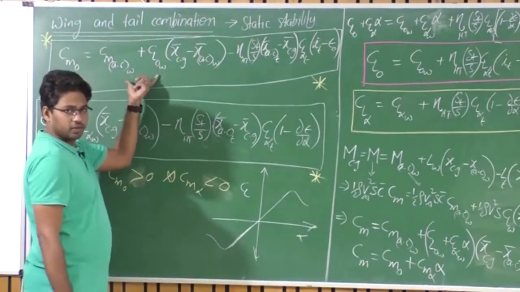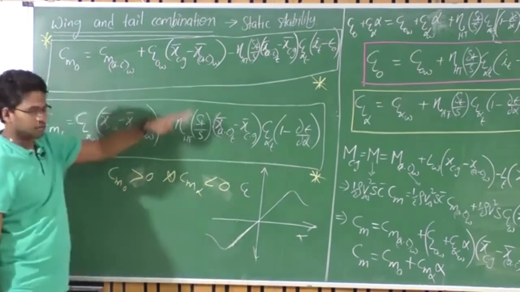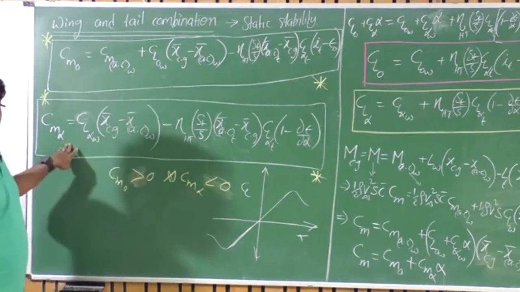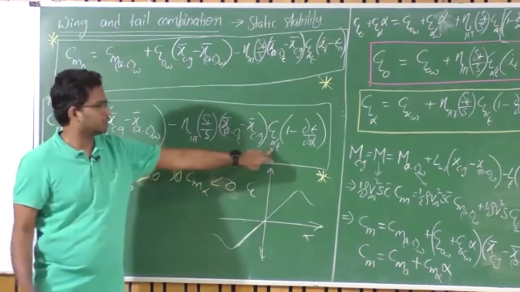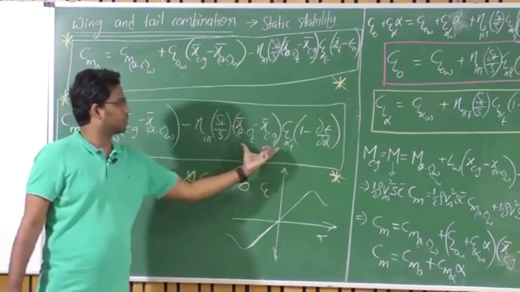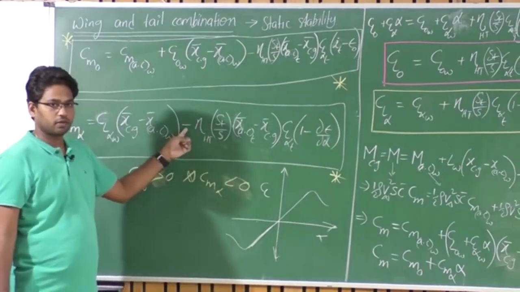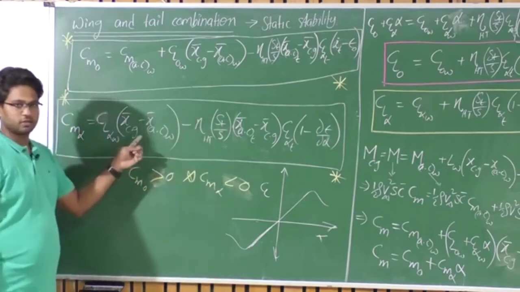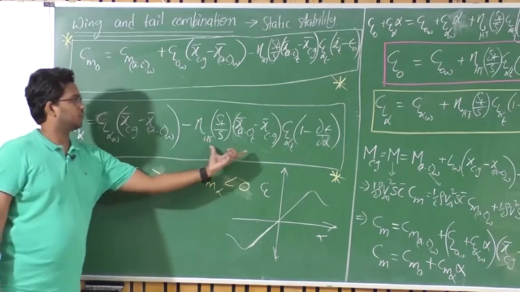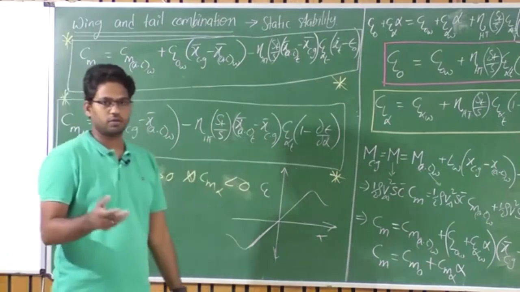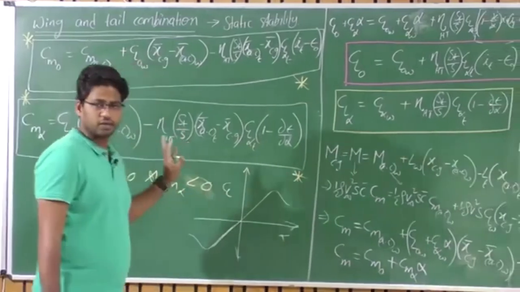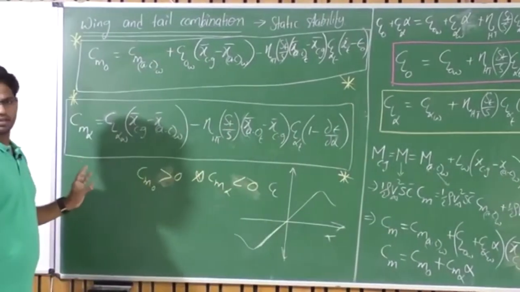So irrespective of whether symmetric or cambered airfoil, this still remains negative. Am I correct or not? Because see, CL alpha, whether symmetric or cambered, doesn't matter. It has its own CL alpha, and all these terms are positive. So this becomes negative, even though the CG is behind the AC. This term may be positive, but still, if you choose a proper value of tail volume ratio, you will be able to achieve CM alpha negative. Whether it's a cambered or symmetric wing, it doesn't matter.